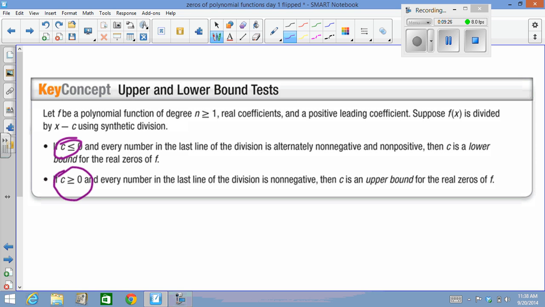If I have a positive number and I'm plugging it into the box, then when every number in the bottom of the line is non-negative, otherwise known as positive, that means it is an upper bound. So if I were to substitute a 3 into the equation and everything was positive, then 3 would be the highest possible number that I need to try. I won't need to try any more. So again, it would limit the number of choices that I have to make when I'm substituting and guessing and checking.